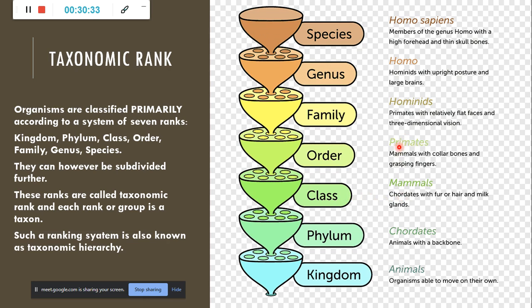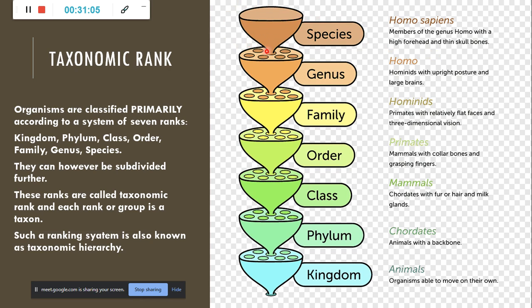And you have primates, mammals with collarbones and grasping fingers. Hominids: primates with relatively flat faces and 3-dimensional vision. Then the genus Homo, hominids with upright posture and a large brain. And sapiens, with a high forehead and thin skull bones. So therefore Homo sapiens, human beings. This is how you can classify a human being. Last day I explained it for a dog, now I have classified a human being.